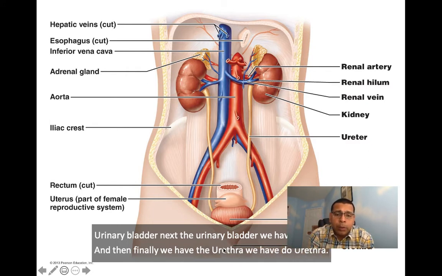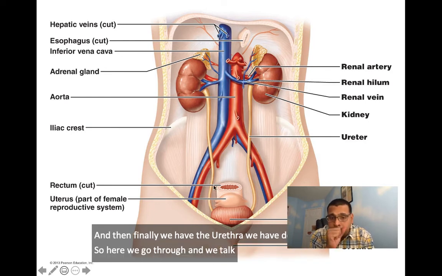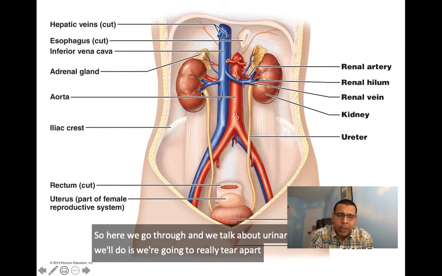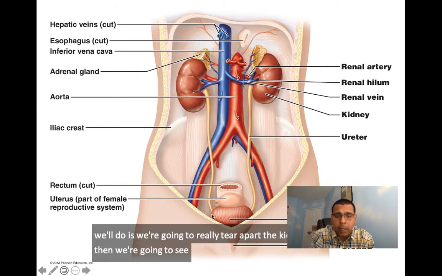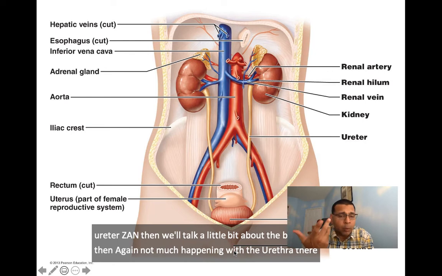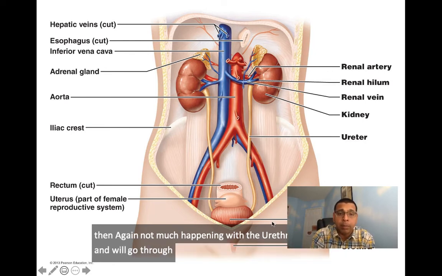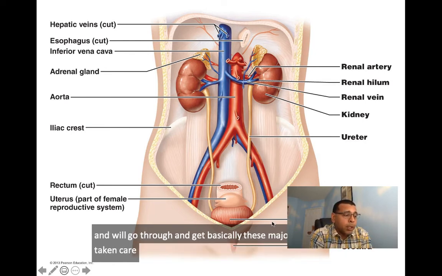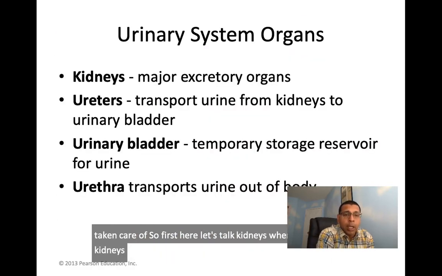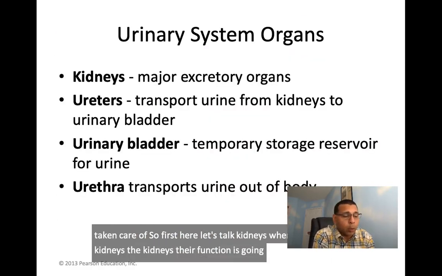So when we talk about the urinary system, what we'll do is really tear apart the kidneys. Then we're going to see not much taking place in the ureters, and then we'll talk a little bit about the bladder, and again not much happening with the urethra either. We'll get these major components taken care of. So first, let's talk kidneys.